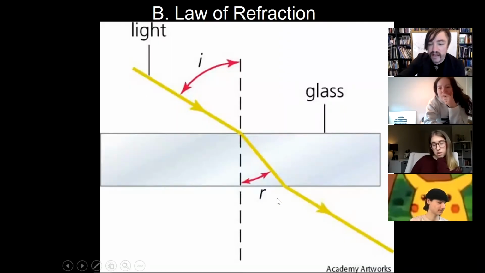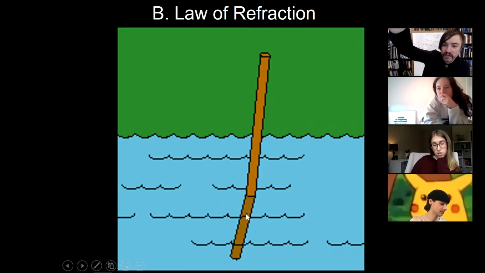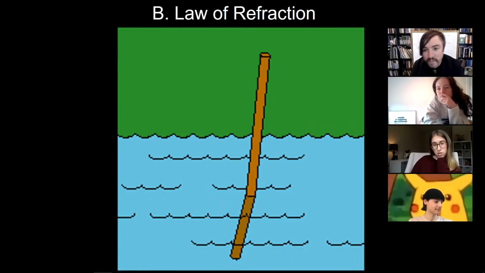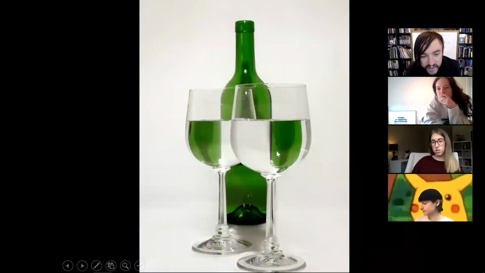And refraction has a lot of different funky results, right? It's why a stick will appear broken when you see it in water. Light rays are bouncing off the stick. They're traveling from the surface of water into the surface of air, causing them to bend their angle, and it makes the stick appear broken, even if it's not. There's all kinds of fun things you can do with the law of refraction, okay?